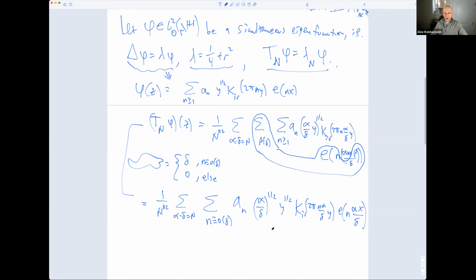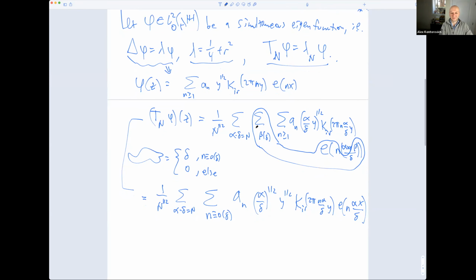I see. Oh, and I missed the factor of delta. The only n's that occur are the ones that are 0 mod delta, and they come with a factor of delta. I'll just put it here. So far, so good. The only n's that occur are multiples of delta, so let me replace n by n times delta. Wherever I see n, I put an n times delta.